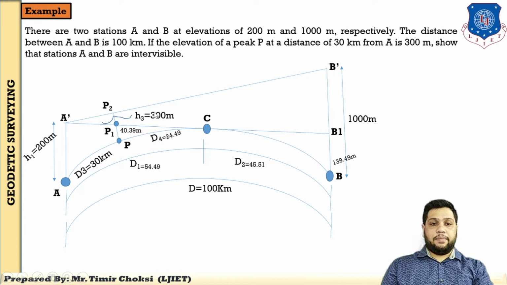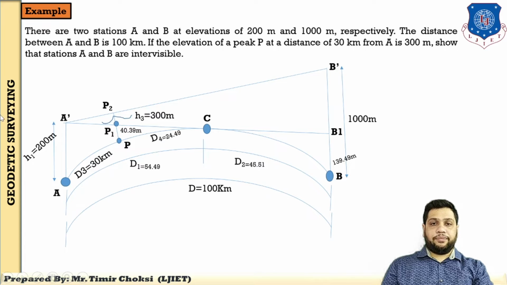So, second example. There are two stations A and B, with elevations of 200 and 1000 meters respectively. The distance between A and B is 100 kilometers. The elevation of peak point P, at a distance of 30 kilometers from A, is 300 meters. We need to check whether stations A and B are intervisible.